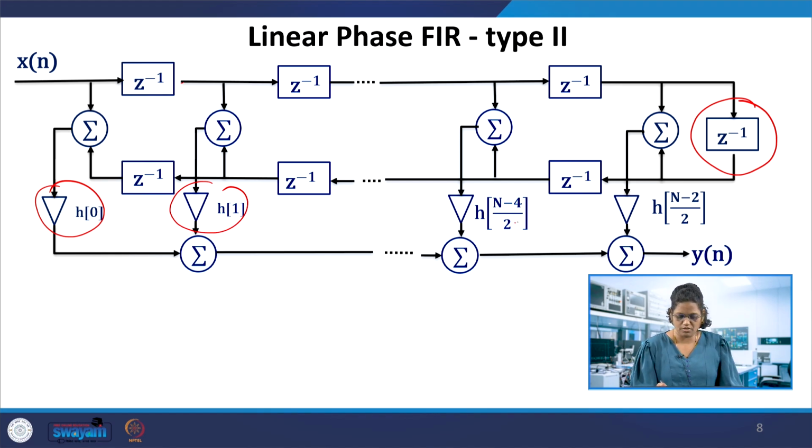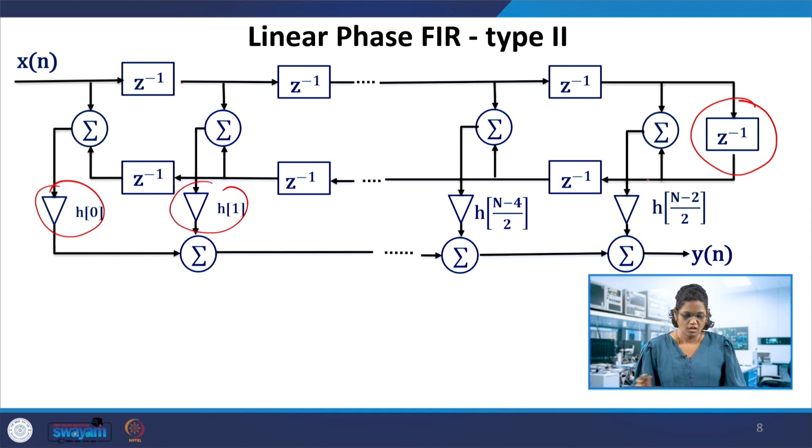So if we don't have this here, for example n is 6, or 4 by 2, it is going to be 2. So for even length and odd length coefficients, the type 1 and type 2 structures are shown. The difference would be only one extra delay over here.